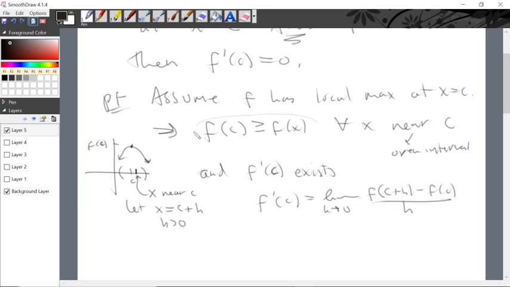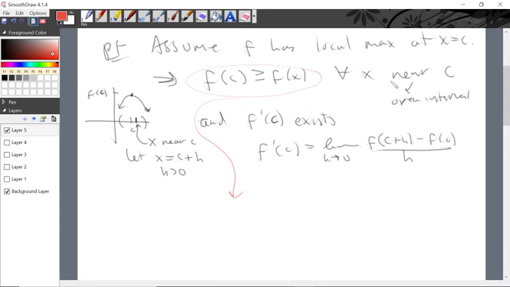So then we take this statement right here, which is what tells us that we had the maximum there, and we've now chosen the value of x that is near to c. So we have that f of c is therefore greater than or equal to f of c plus h, for h greater than 0. Now we can subtract f of c from both sides. So this is f of c plus h minus f of c.